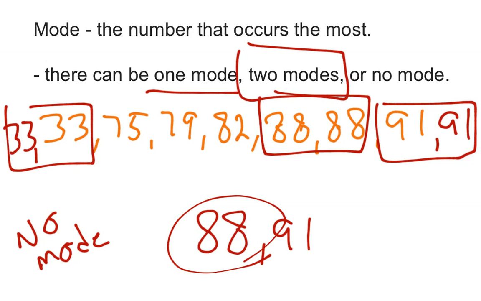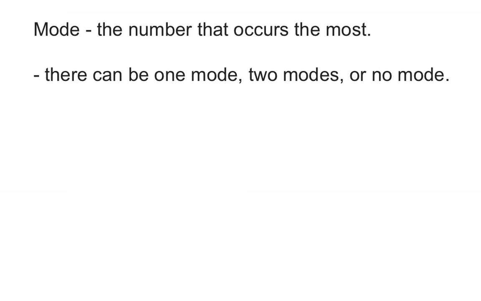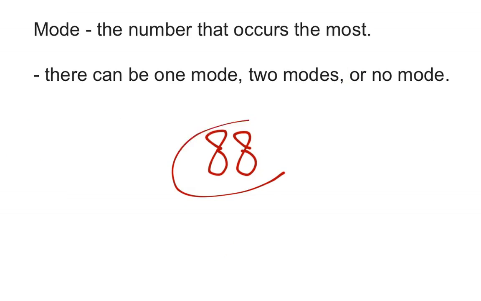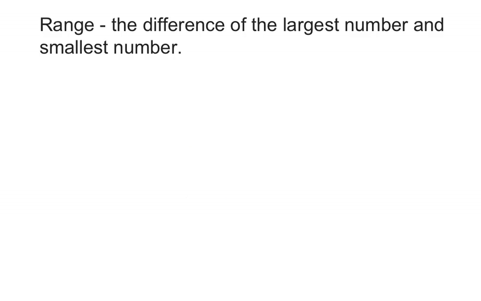In this case, that wasn't the case. What happened was we had one number that happened more than the rest. 88 is our mode. Okay, range, the difference of the largest number and the smallest number.